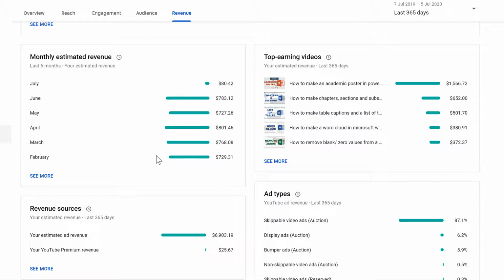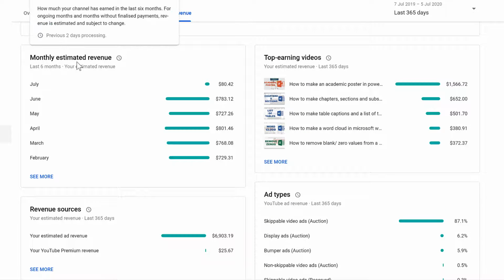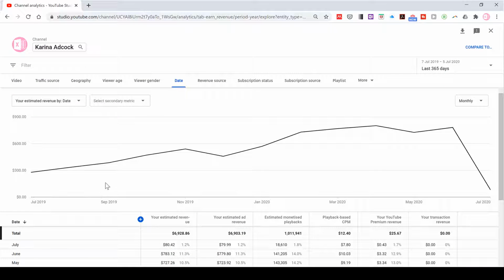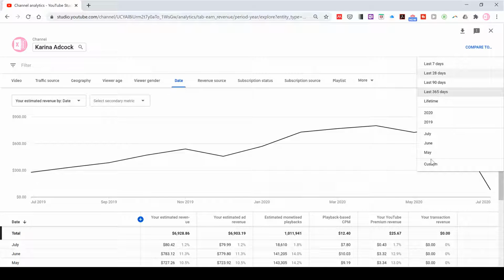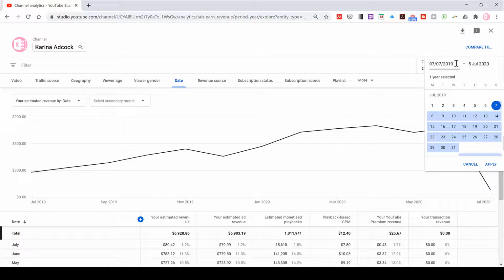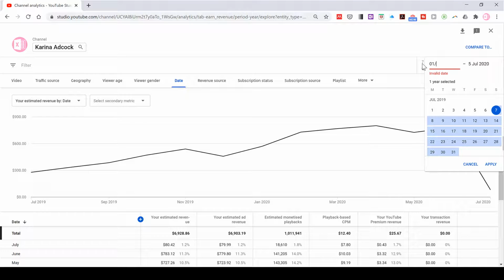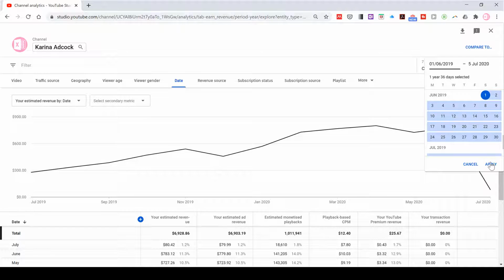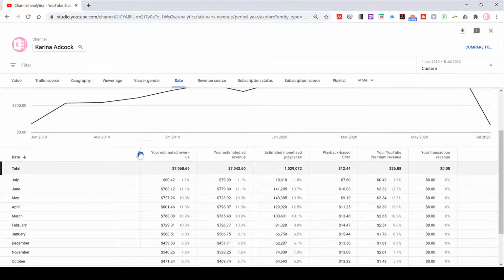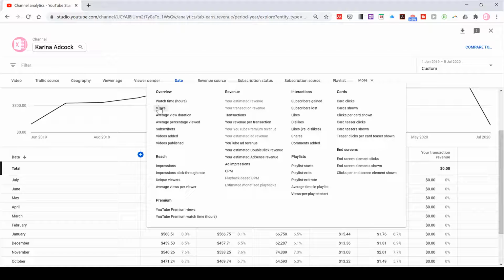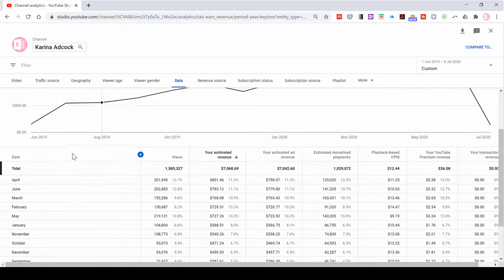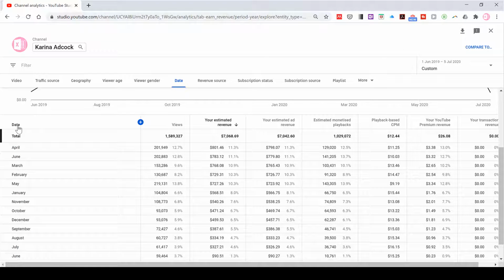Then we can also have a look at the amount of money I've made each month. If I click on See More, I'm then going to change this to a custom time frame, which will start on the 1st of the 6th, 2019. Then I'm going to add the views to this table, then change the graph back to estimated revenue, and then order the table by date.